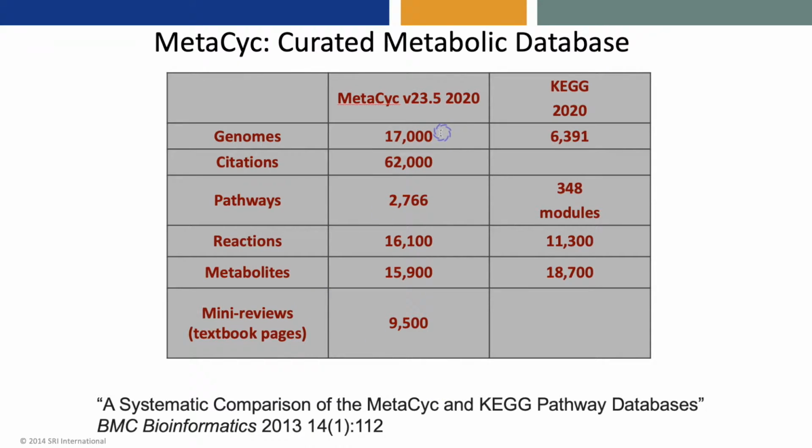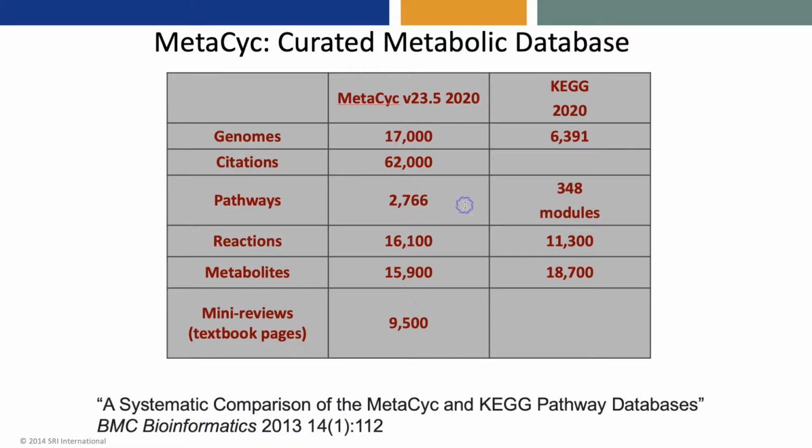Now, I'm comparing MetaCyc to KEGG. The number of genomes listed is really the number of BioCyc genomes, and these numbers are about a year old to be consistent with KEGG. So BioCyc contains almost 3 times as many genomes as KEGG does. We have 62,000 publications. KEGG has very few.